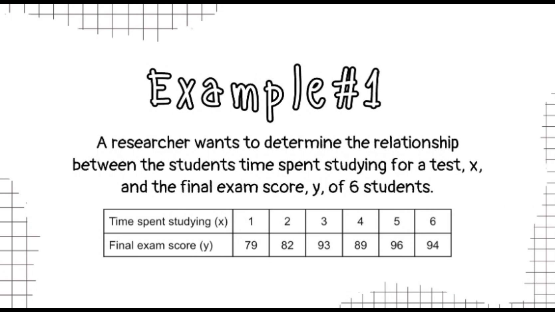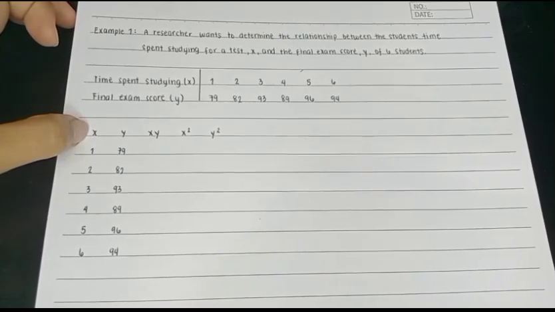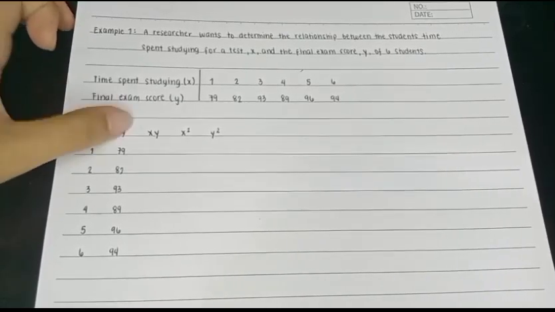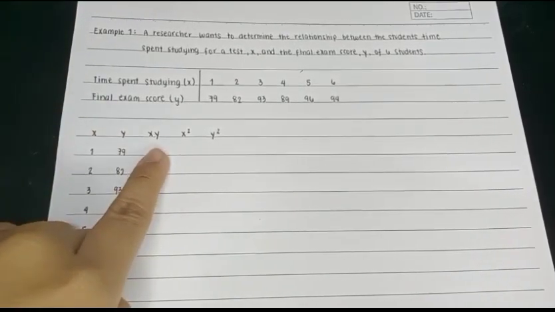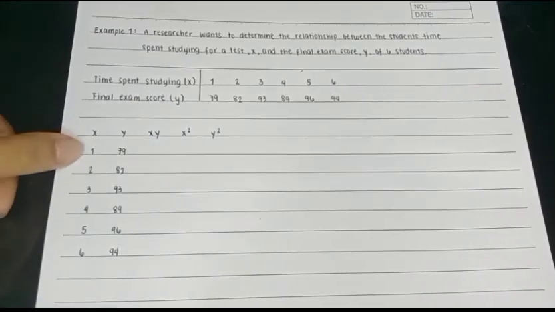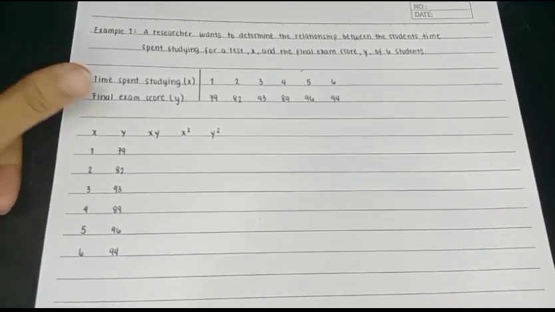For example number 1, a researcher wants to determine the relationship between the students' time spent studying for a test and the final exam score of 6 students. So, here's our example number 1 where x is the time spent studying while y is the final exam score. As you can see, the values of our x and y are already arranged here. So, to get the product of x and y, we just multiply the value of x and y.